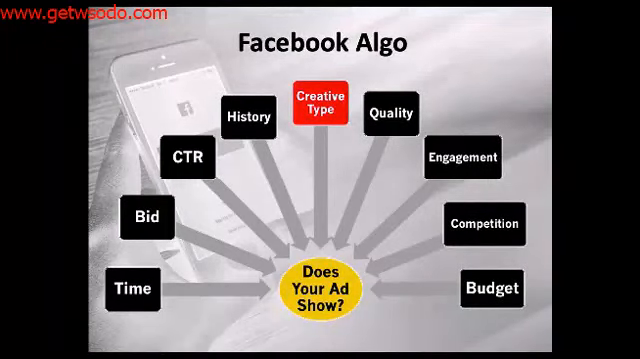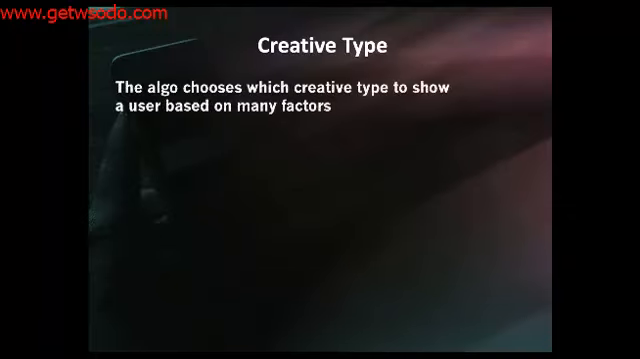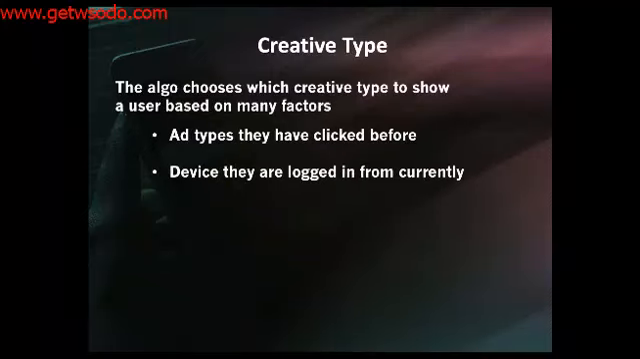Okay, the next thing is the creative type, and this one's really important. The algo chooses which creative type to show a user based on a lot of factors. It's stuff like which ad types they clicked before. If someone normally clicks a video ad and doesn't normally click other ads, Facebook will show them more video ads, right? If people just don't watch videos and they only click image ads, well, guess what? They're going to get more image ads from Facebook because Facebook is trying to optimize their revenue, right?